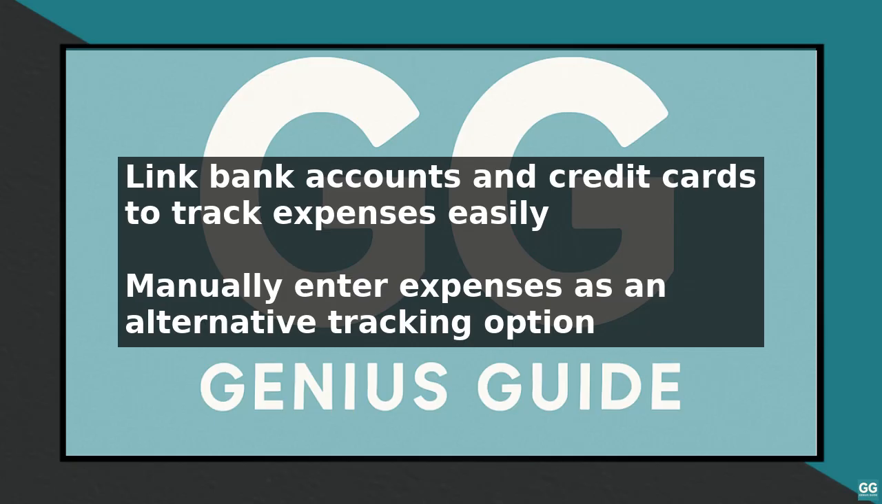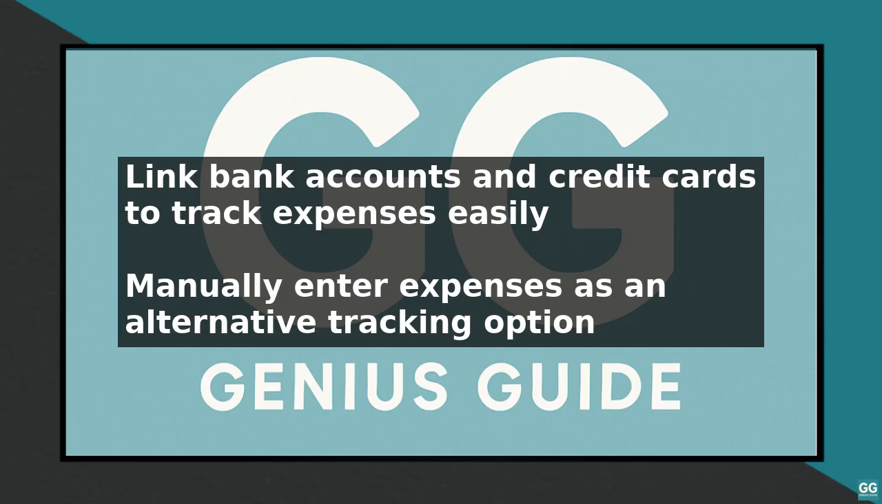The key to making the envelope system work is to stick to your allocated amounts and not overspend. If you find that you are consistently overspending in a particular category, you may need to adjust your budget and allocate more money to that category.